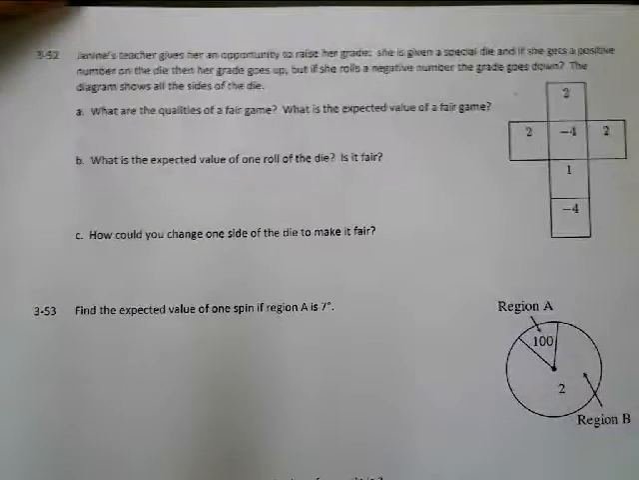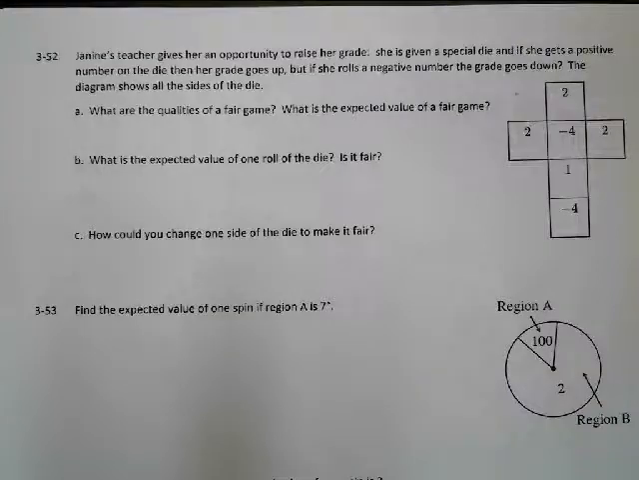All right, Janine's teacher gives her an opportunity to raise her grade. She's given a special die, and if she gets a positive number on the die, then her grade goes up. But if she rolls a negative number, then the grade goes down. The diagram shows all the sides of the die.